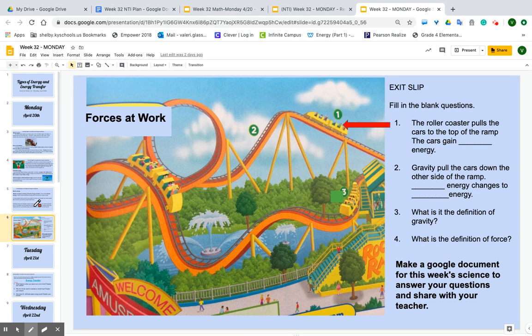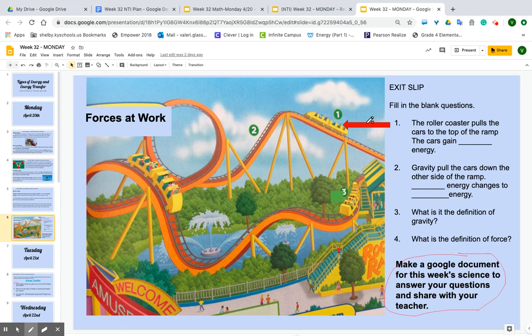And then on your work slide today, as you see, it says fill in the blank questions. You're going to do this on a Google Doc. It says down here at the bottom, make a Google document for this week's science to answer your questions and share with your teacher. So you're going to make a Google Doc that says science for the week April 20th through the 25th, and you're going to answer these questions.